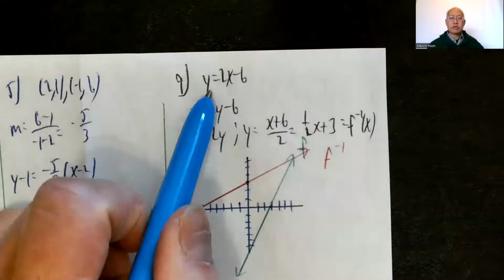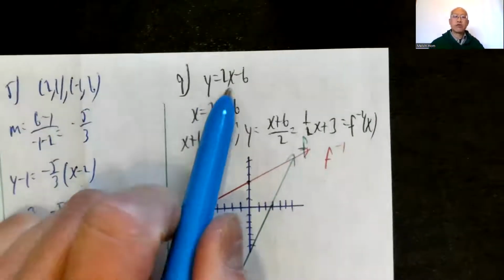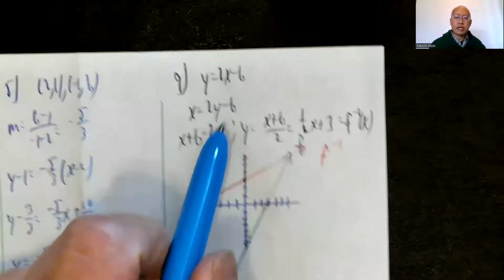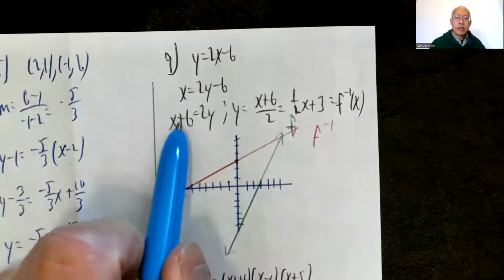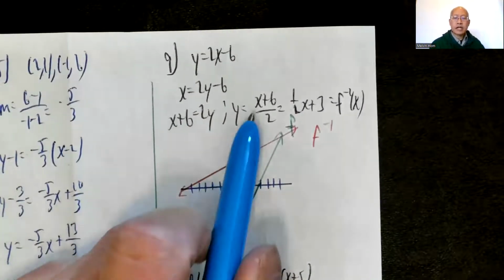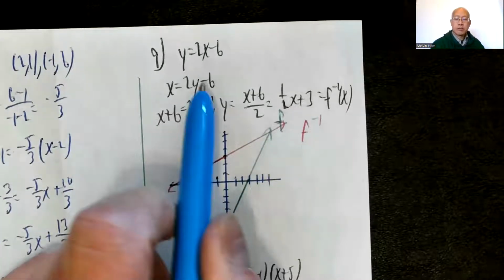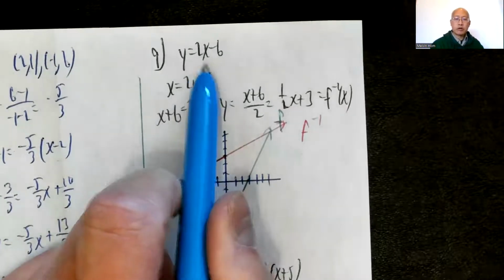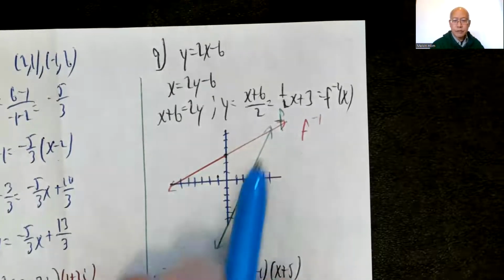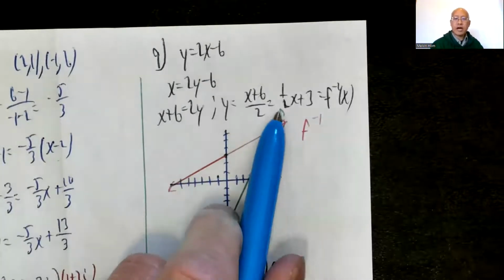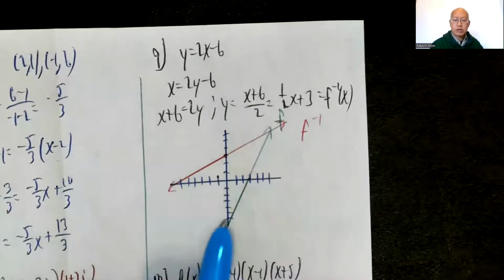Number 9, y equals 2x minus 6. Change x and y around. X equals 2y minus 6. Add 6. Divide by 2. So y is (x plus 6) over 2, or half x plus 3. That's f inverse of x. They're both lines. That has a slope of 2 and a y-intercept of negative 6. This has a slope of 1/2, y-intercept of 3. So here's the f, and here's the f inverse.